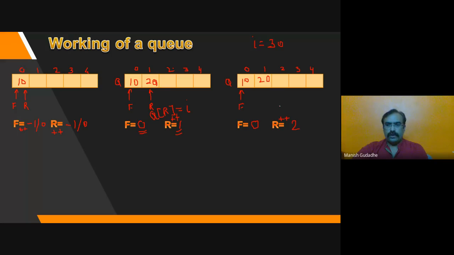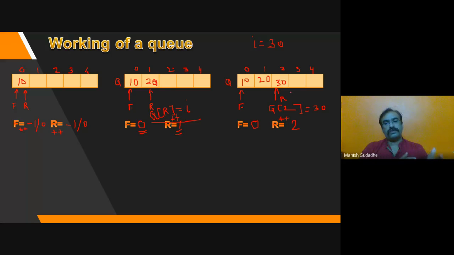And as per this information, q of r, that is q of 2, will be equal to 30. So r is incremented by 1, r is going to point to this position, and q of r is going to become 30. With this you can understand that when we are inserting an element, we are incrementing r by 1.